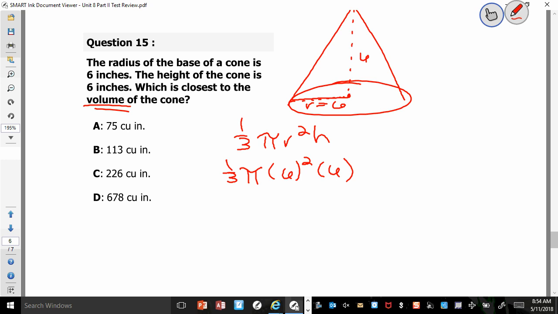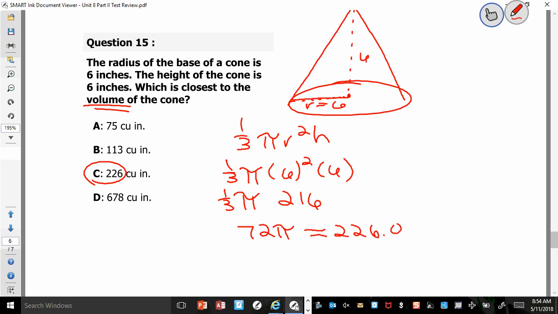What'd you get? 216. So you can divide by 3. Let's do that. 216 divided by 3. 72 pi. And then multiply that by pi, 226.1. Okay. Which equals approximately 226.08. Good.